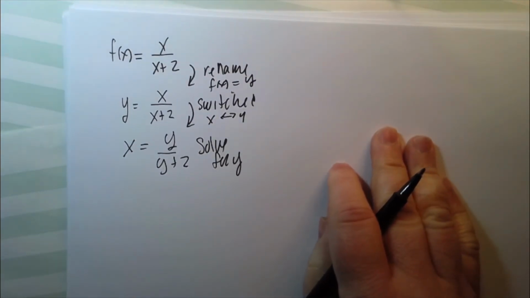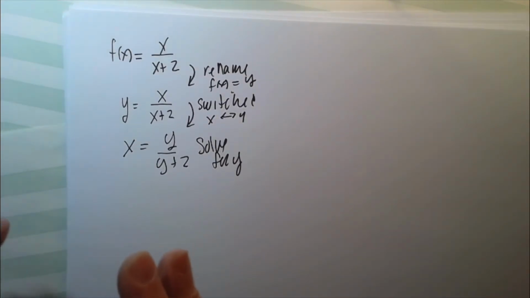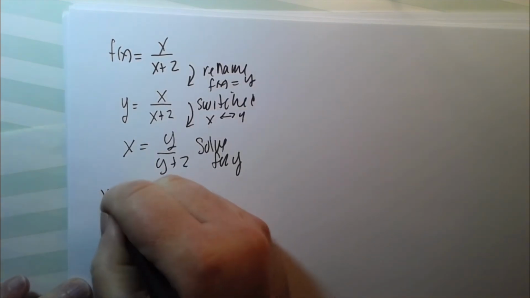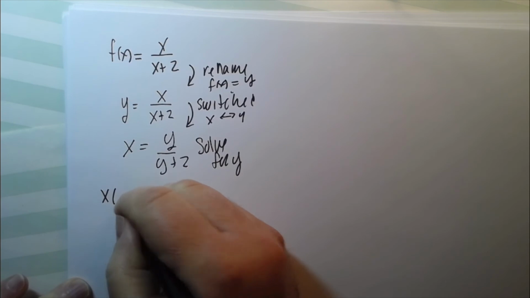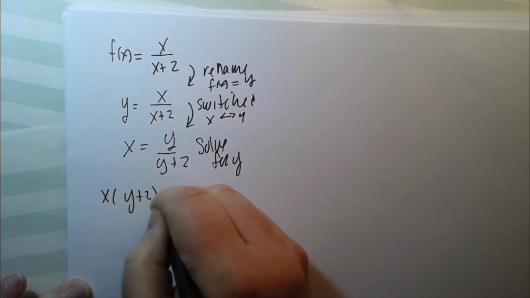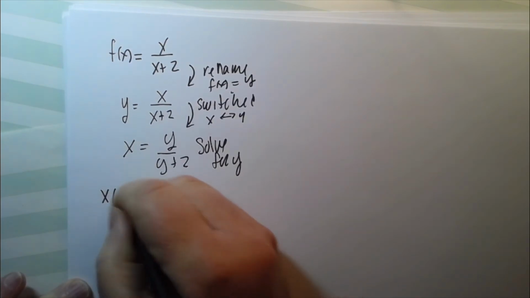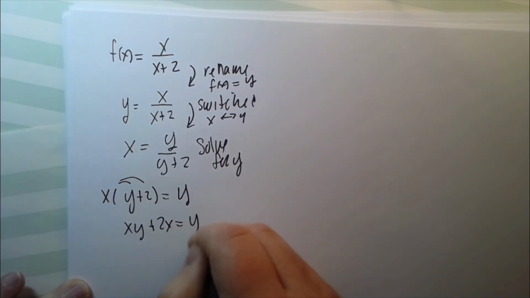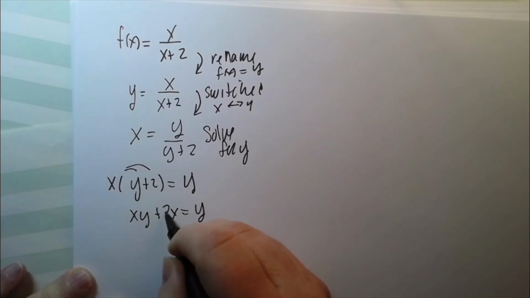So now I want to get that y together as one thing. So I'm going to multiply this over to the other side. So I get x times (y plus 2) is equal to y. Distribute my x. So I get xy plus 2x is equal to y.